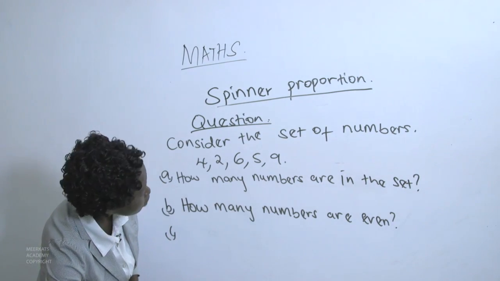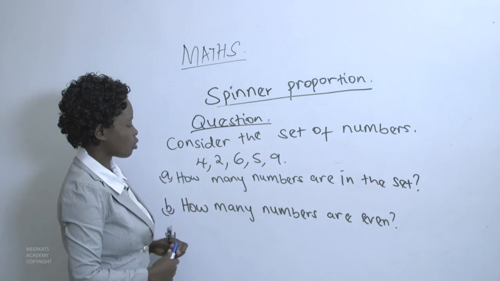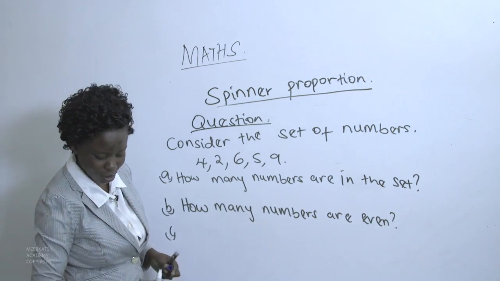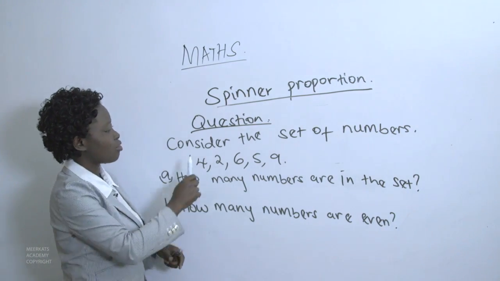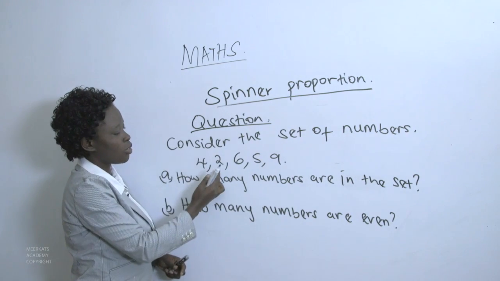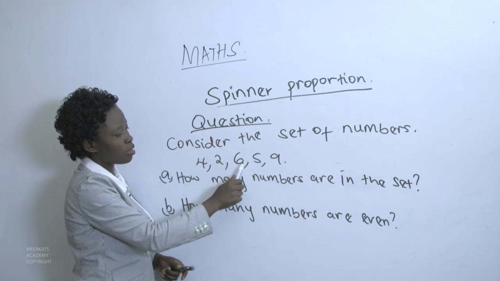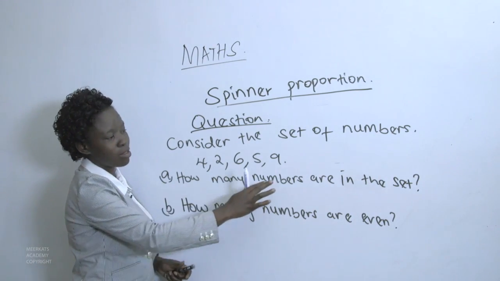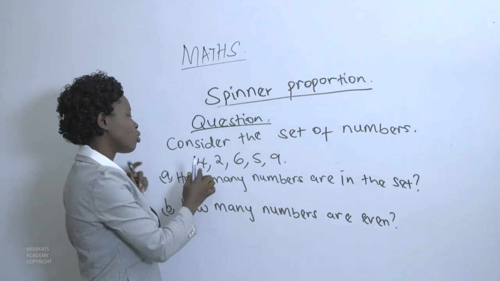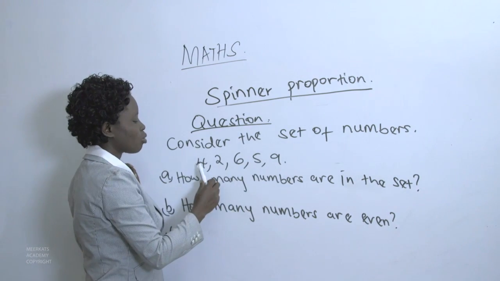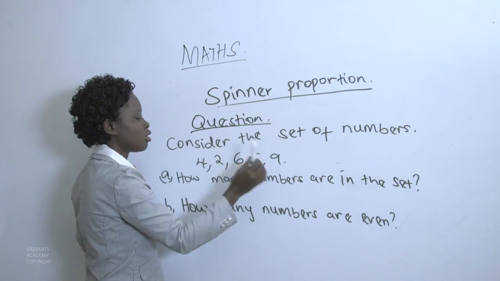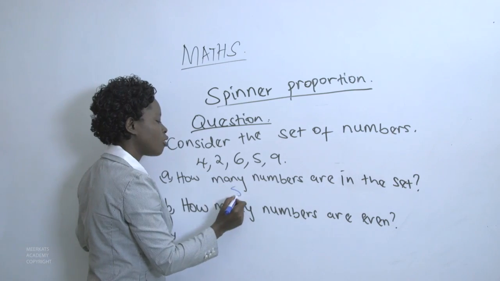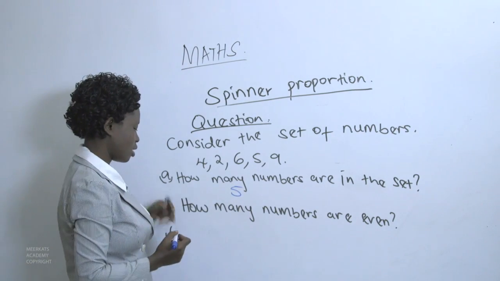So let us answer the first 2 questions first, then we'll continue with the other questions. We are having to consider a set of these numbers, that is 4, 2, 6, 5, 9. So we are being asked how many numbers are in this set. So you just simply count how many numbers we have. This is 1, 2, 3, 4, 5. And you get that we have a total of 5 numbers in that given set.